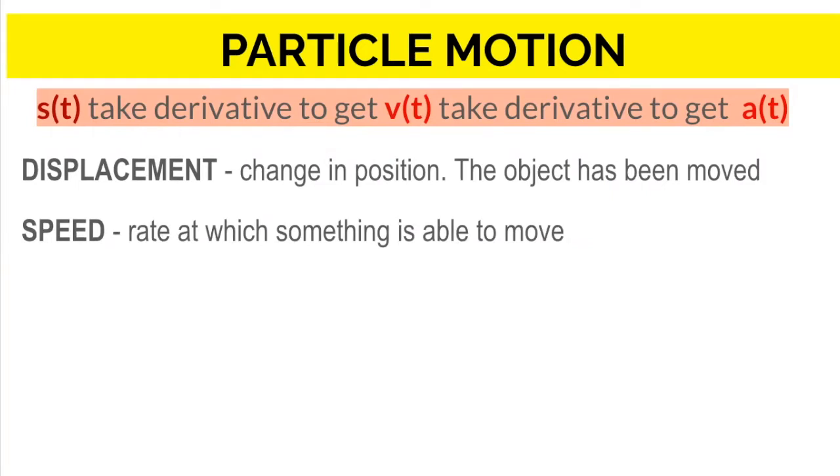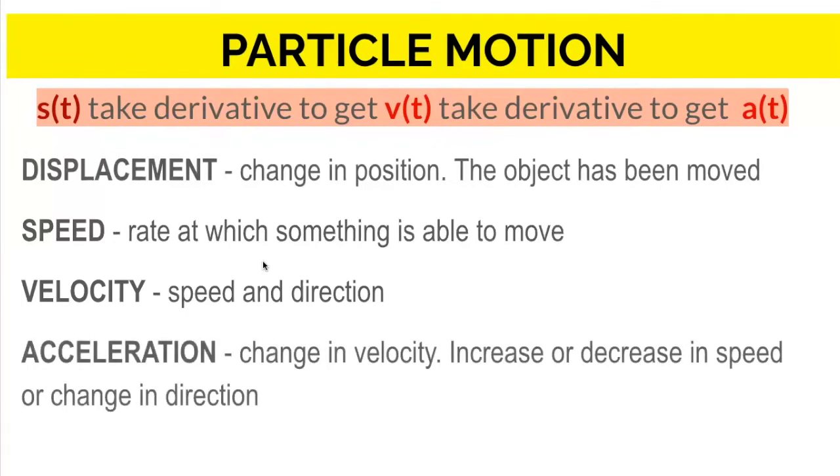Displacement is change in position. That just means the object has been moved. Where did it start? Where did it end? Speed is the rate at which something is able to move. Think of a car: what's the rate, how fast is it going, at what time? And velocity gives you not only the speed, how fast it's moving, but also which direction. So you have to be very clear on these definitions as you do these Delta Math problems.